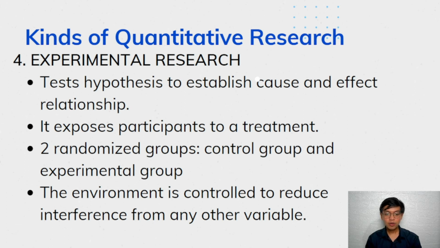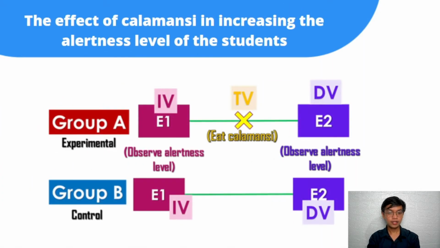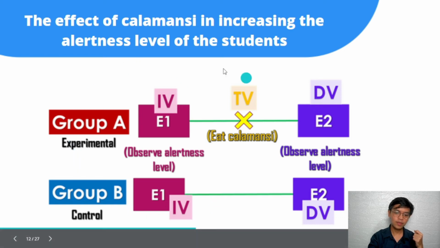So in the experimental research, the environment is controlled. That's why it's very stringent, it's very rigorous, to reduce interference from any other variable. So one simplified illustration is a research that involves the effect of calamansi in increasing the alertness level of the students. Does eating calamansi increase the alertness level of the students? So this is the experimental setup. The researcher grouped the students into two: the experimental group or group A, and then the control group or group B.